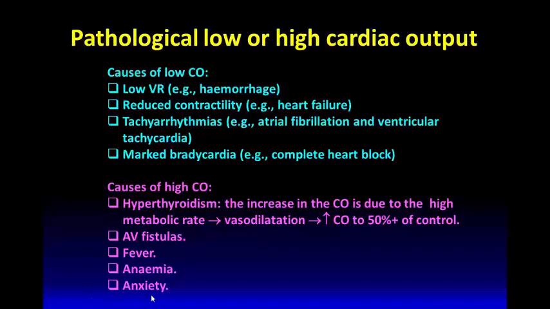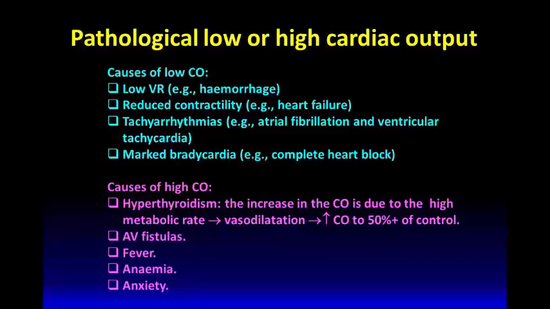So the normal resting cardiac output of a normal adult is approximately 5 liters per minute. However, the cardiac output can be pathologically low or pathologically high. Some conditions result in pathologically low cardiac output, and others result in pathologically high cardiac output. So then we need to measure the cardiac output. So how do we measure the cardiac output?